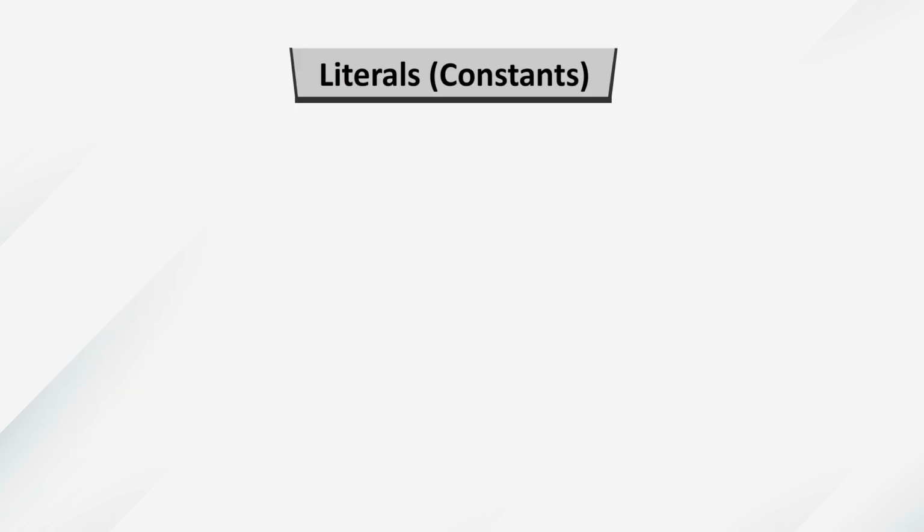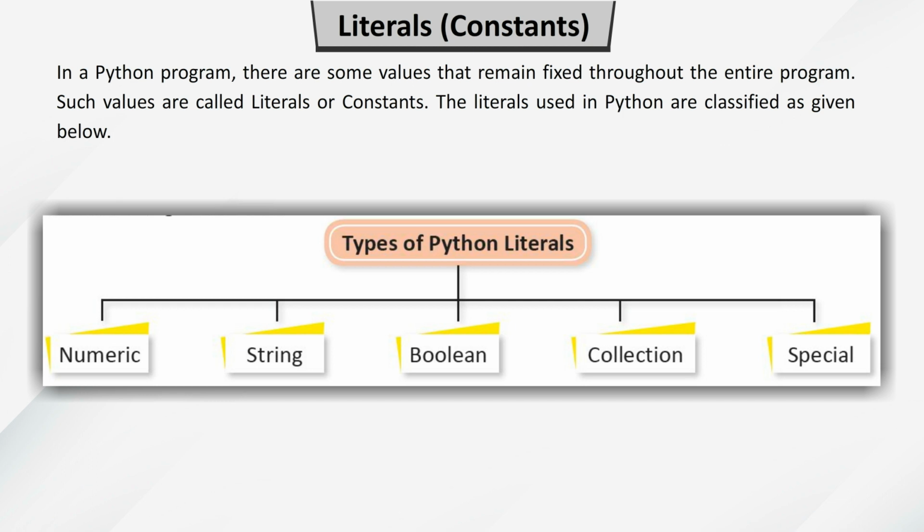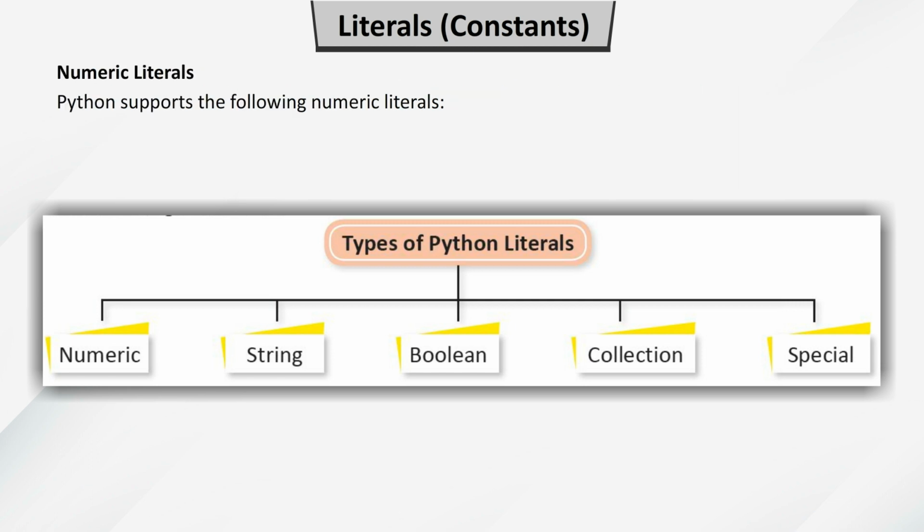Literals, constants. In a Python program, there are some values that remain fixed throughout the entire program. Such values are called literals or constants. The literals used in Python are classified as given below. Types of Python literals: numeric, string, boolean, collection, special.